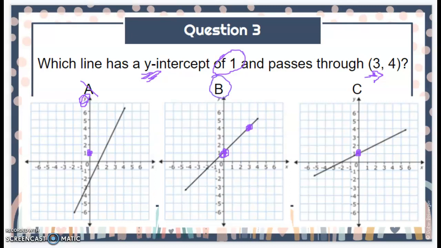That point, in fact, does land on the line, so I should be left with B. But let's just quickly take a look at C. So I start at the origin and go 1, 2, 3, 1, 2, 3, 4. That point does not land on the line. So I was, in fact, left with answer choice B.